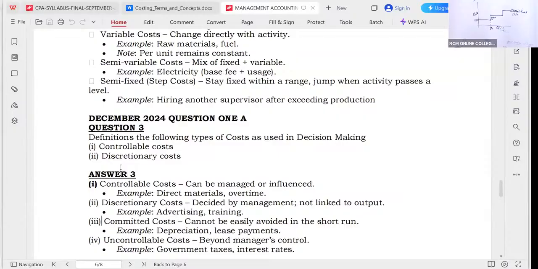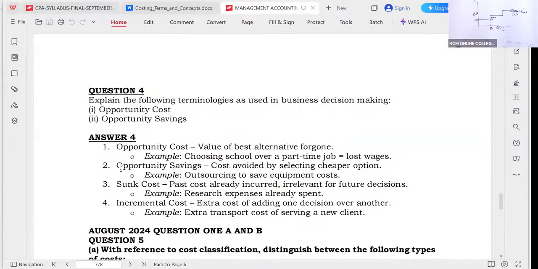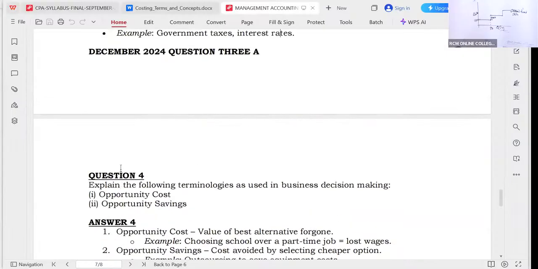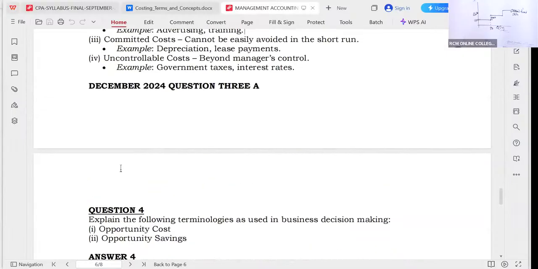Now, then we have another one that I thought of just bringing here, because I always try to scan through your past papers to ensure that we basically lock up everything. So we have uncontrollable costs. Uncontrollable costs, these are beyond the manager's control, like the government, taxes, interest rates. There's nothing. These are macroeconomic. They come from outside there. They're bigger. December 2024, question number 3A.